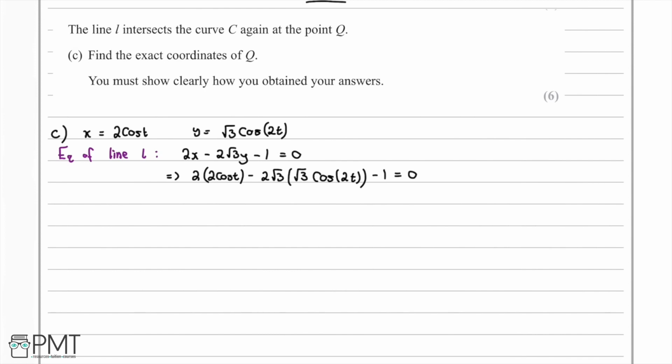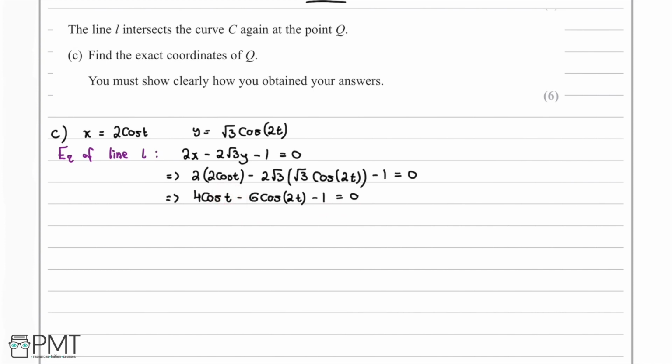So now we'll tidy this up a little bit by expanding the brackets. 2 multiplied by 2 cos t is going to equal 4 cos t. And then negative 2 root 3 multiplied by root 3 is going to give us 6, so we'll have negative 6 cos 2t. And then our negative 1 will remain on the end, and that's all still equal to 0. Just to remember, what we're doing now is taking this equation and solving for t.